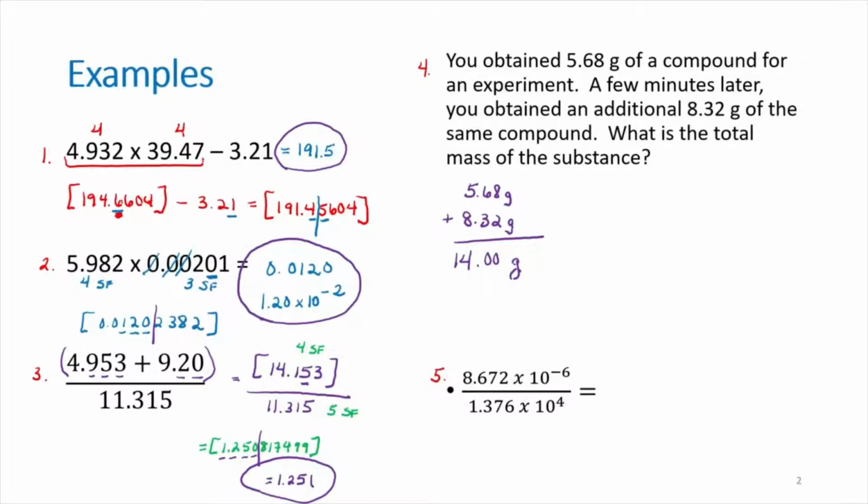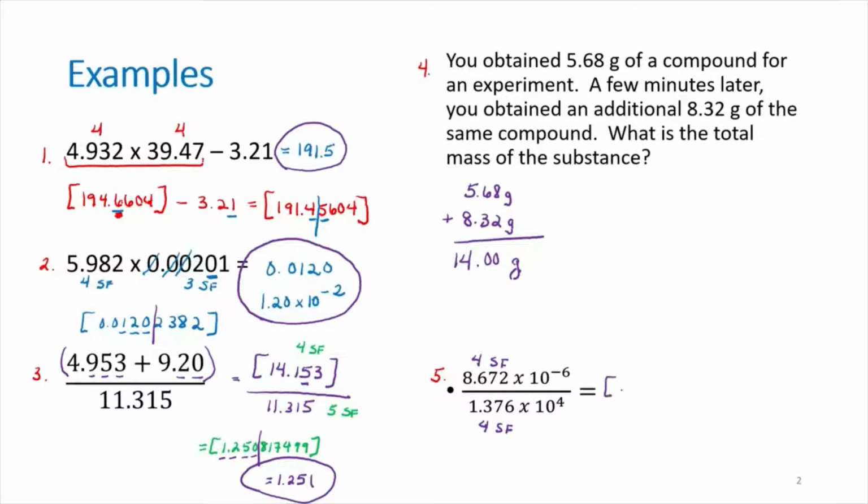Okay, number 5. 8.672 times 10 to the 6th divided by 1.376 times 10 to the 4th. Because I'm doing division here, I need to look at the number of sig figs. So I have 4 sig figs in my numerator and 4 sig figs in my denominator. That makes the math easy. I don't have to think about it much. I just need to keep 4 sig figs in my final answer.